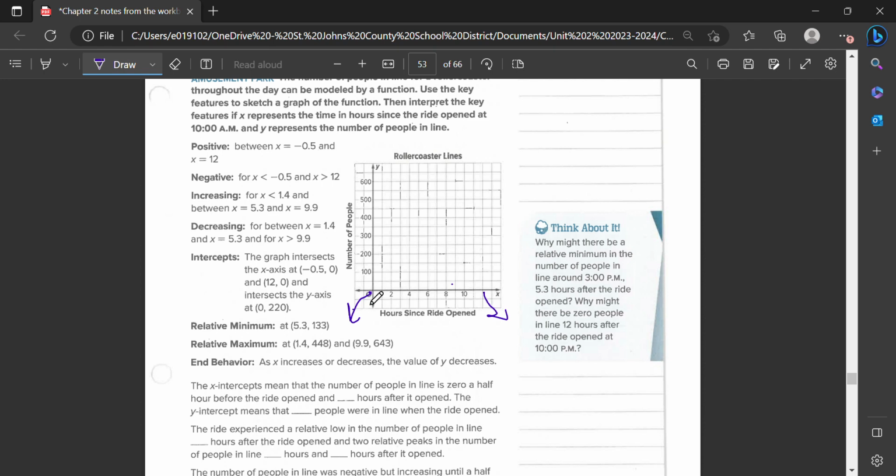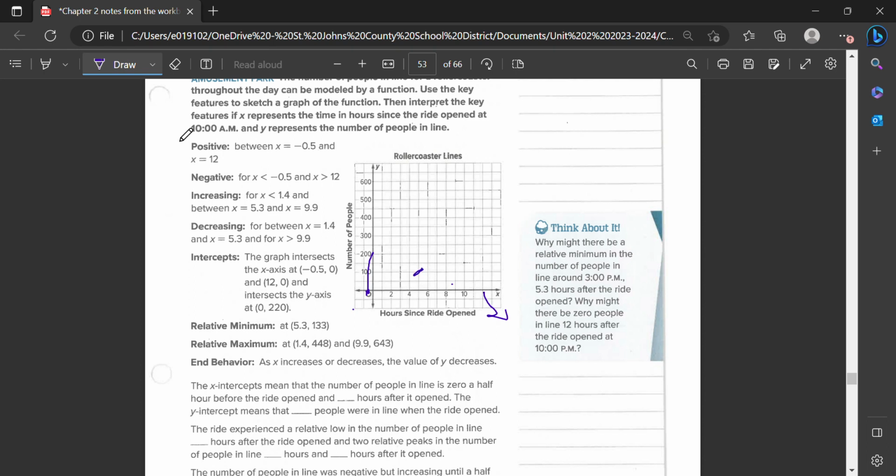Now the intercepts, they're already given to us. But the y-intercept right here is at 220. So we go from this x-intercept up to 220. I'm going to try and redraw that so it's not so crazy. So 0.5 is probably more here. Going to go up to 220. That's right around there. And the relative minimum is at 5.3, and that's at 133. So somewhere in this ballpark.